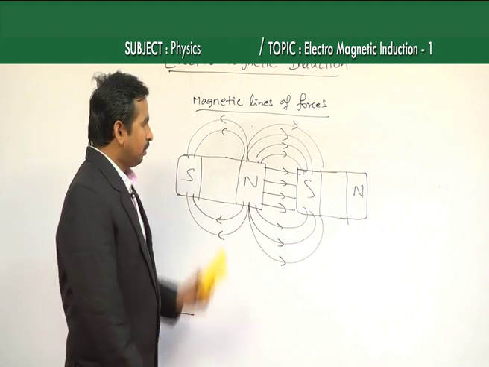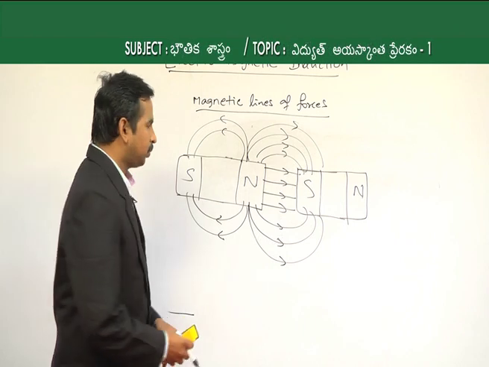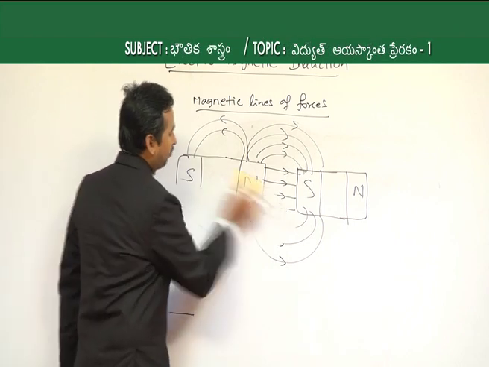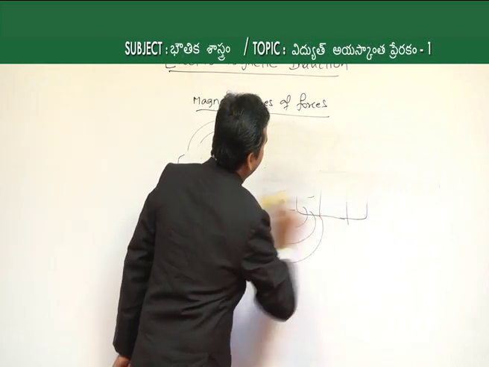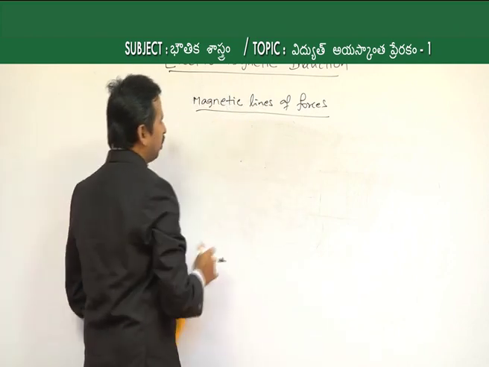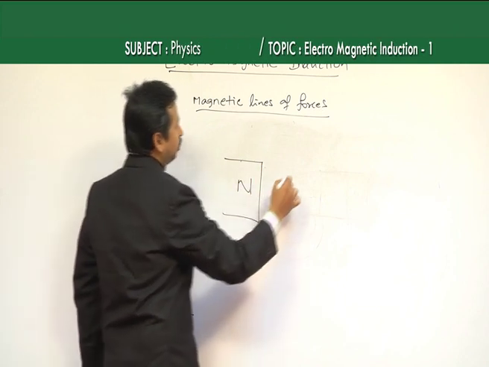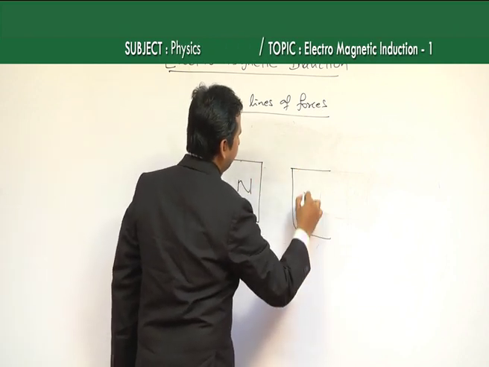This is the case if you have a north pole and south pole being brought closer to each other. But if you bring two like poles closer to each other, bringing a north pole towards another north pole of a magnet, then how do we get the magnetic lines of force?